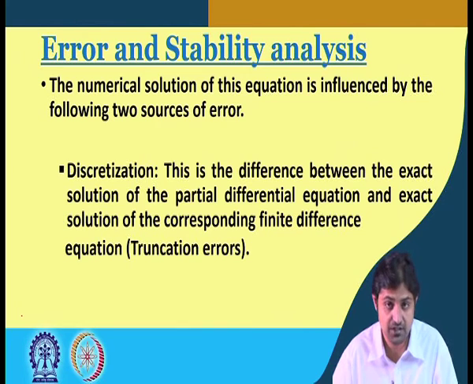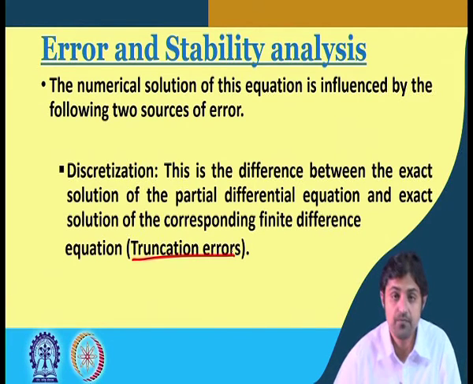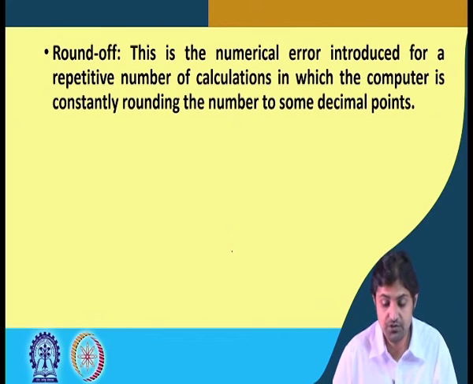One is the discretization error. This is the difference between the exact solution of the partial differential equation and the exact solution of the corresponding finite difference equation. Alright, truncation errors. Second, there is round off error. This is a numerical error introduced by a repetitive number of calculations in which the computer is constantly rounding the number to some decimal point.